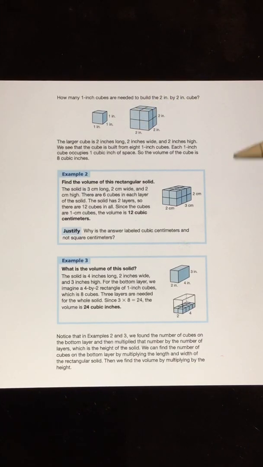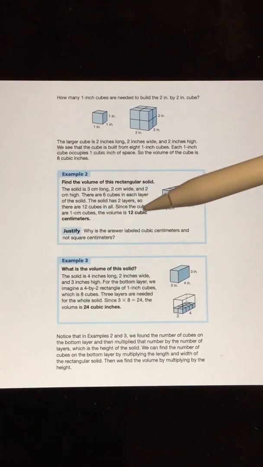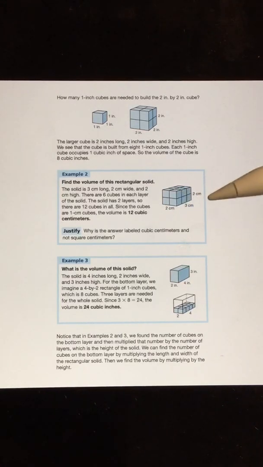So on this one, we are going to find the volume of this rectangular solid. We look and we have 2 centimeters, 3 centimeters, and 2 centimeters. We're doing length, width, height. So 2 times 3 is 6. 6 times 2 is 12. Why is the answer here labeled in cubic centimeters and not square centimeters? Because it's three-dimensional, correct?